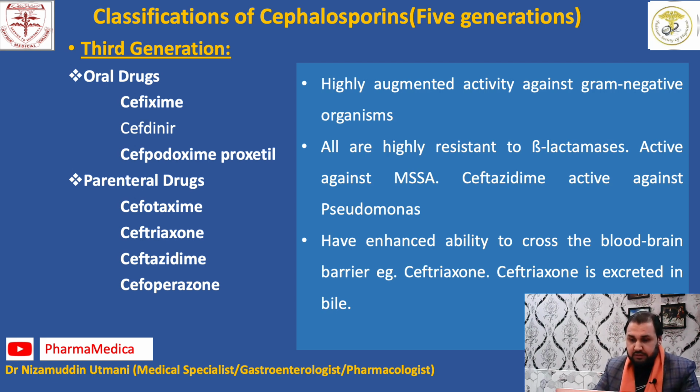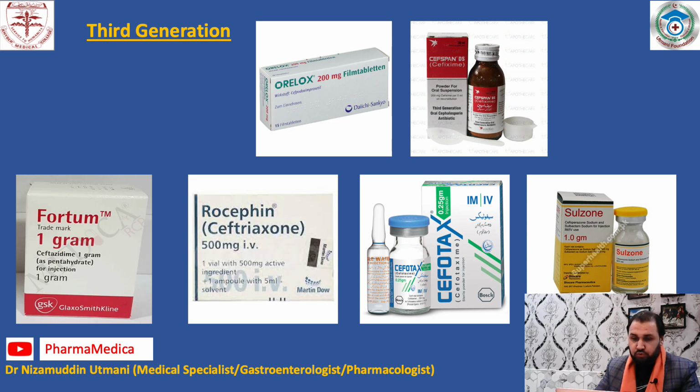Ceftazidime is active against pseudomonas, and so we can use the other drugs. These are the preparations: cefodoxime, Orilox, cefexime, Cefspan. Fortum, which is ceftazidime, is active against pseudomonas, and ceftriaxone is such a beautiful drug for a number of infections, including meningitis, enteric fever, pneumonia, genitourinary infection, gonorrhea, and so many other diseases.